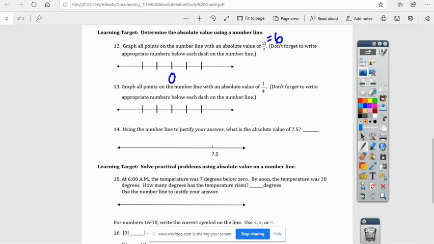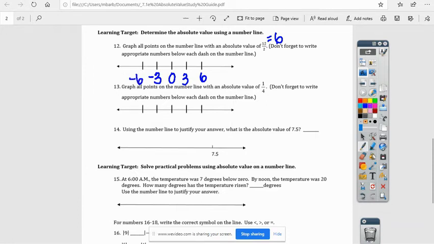I'm going to put my 0 in the center there. And then we're going up to 6. So we'll put 6 on the far right, and then directly in between 0 and 6 is 3. So I'll put my 3 there. Now I'm going to do the same on the left side. So negative 3, negative 6.